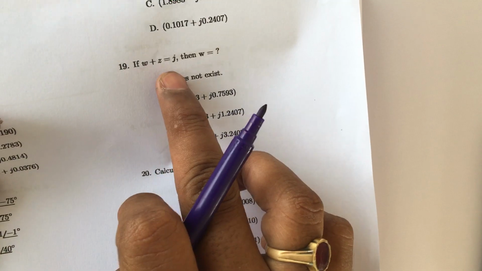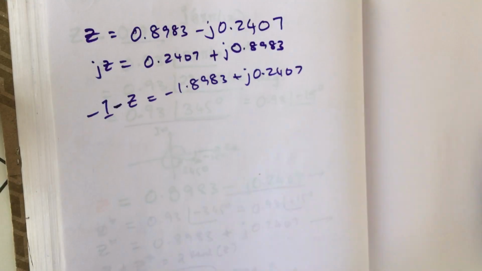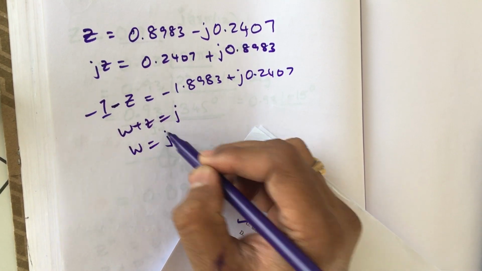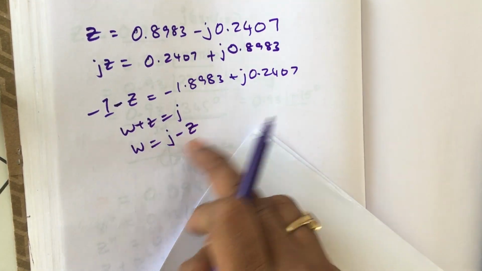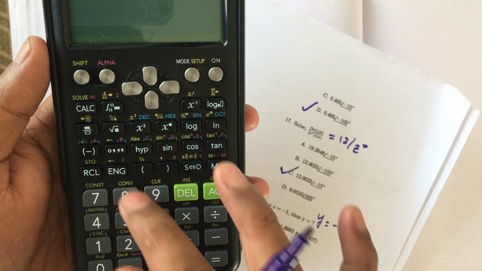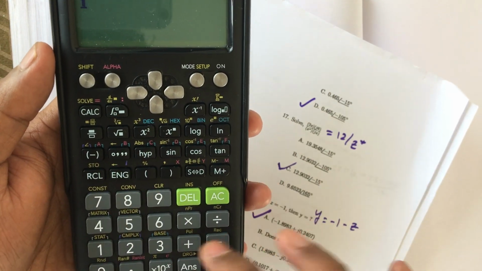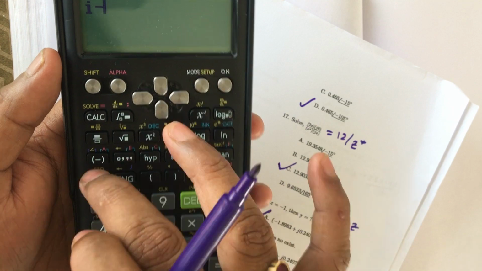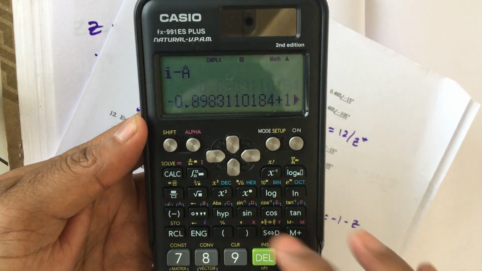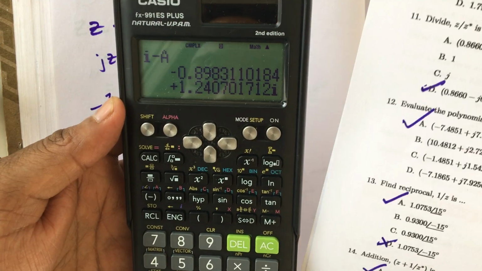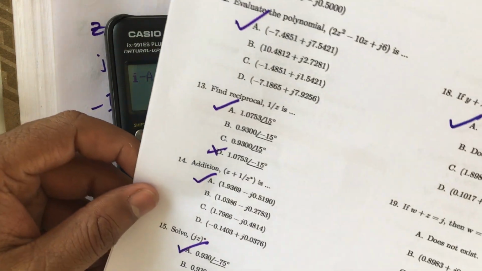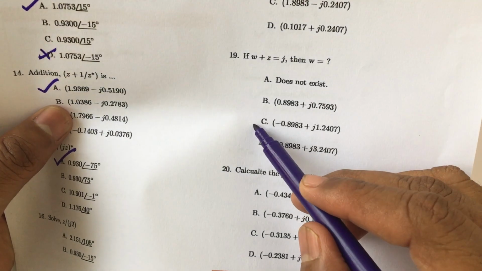Next, if w plus z is j, then what is w? So w is j minus z. Simple, I can do that here also, in the interest of time. So j minus A. I got the answer here: 0 minus 8.983 and plus 1.24 j. So that comes to C.